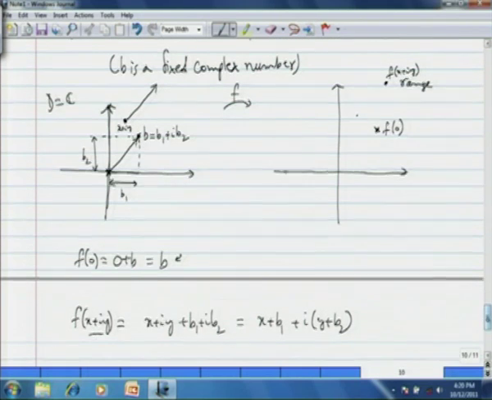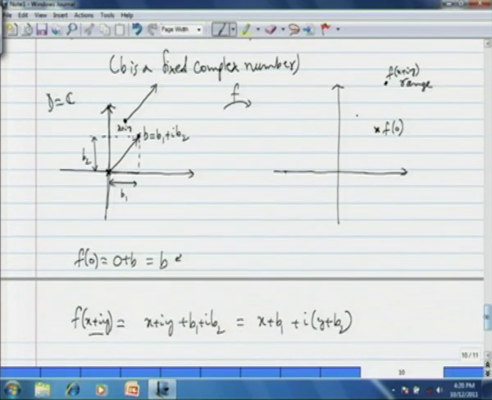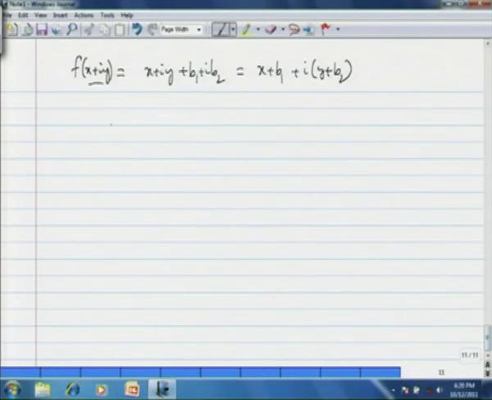If you in general consider any contour here, let me draw another picture. Here is a picture for the domain and here is a picture for the range.